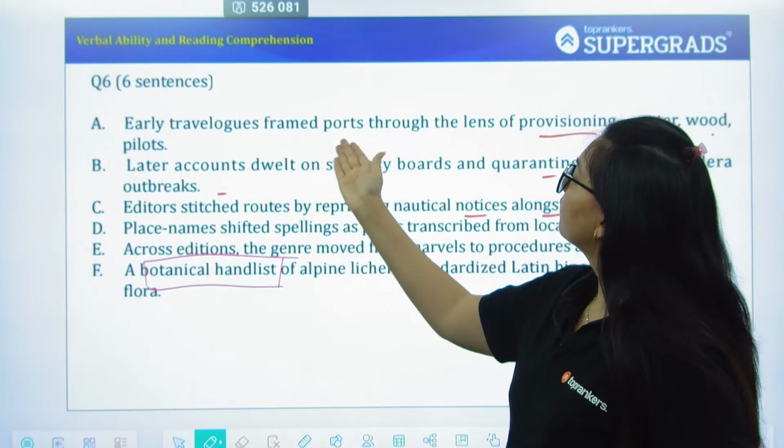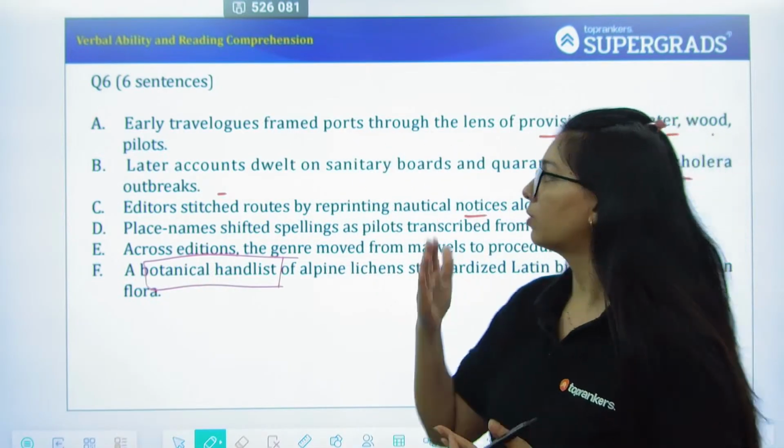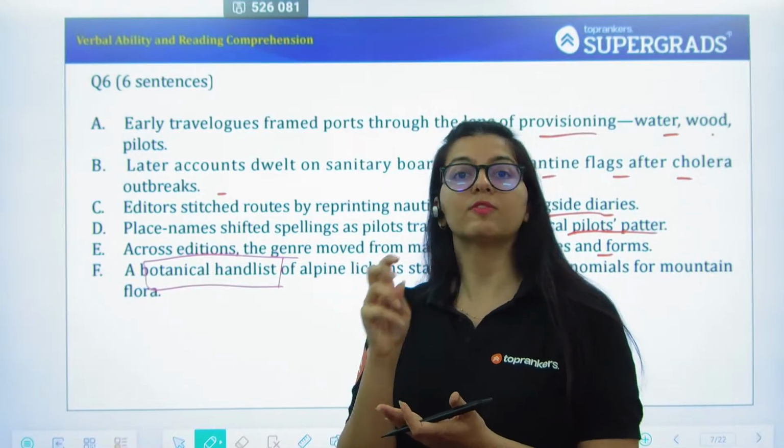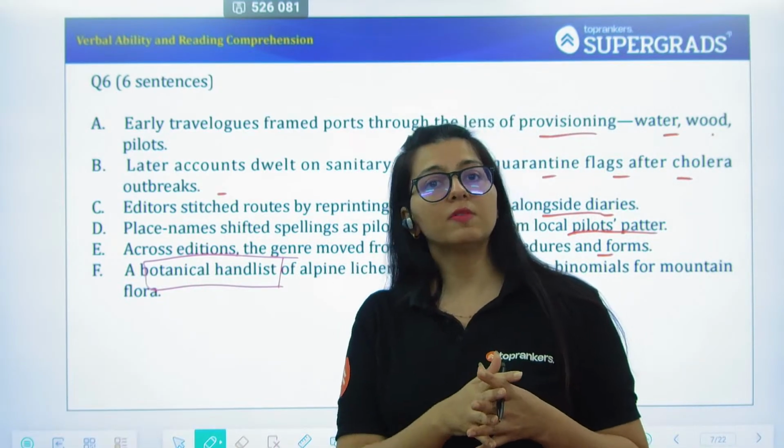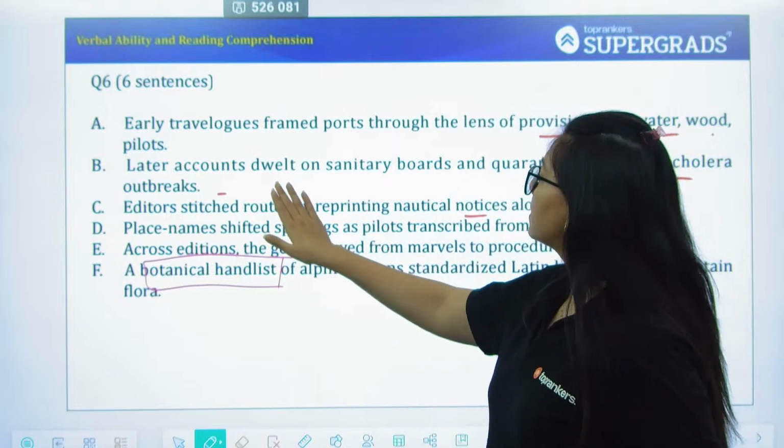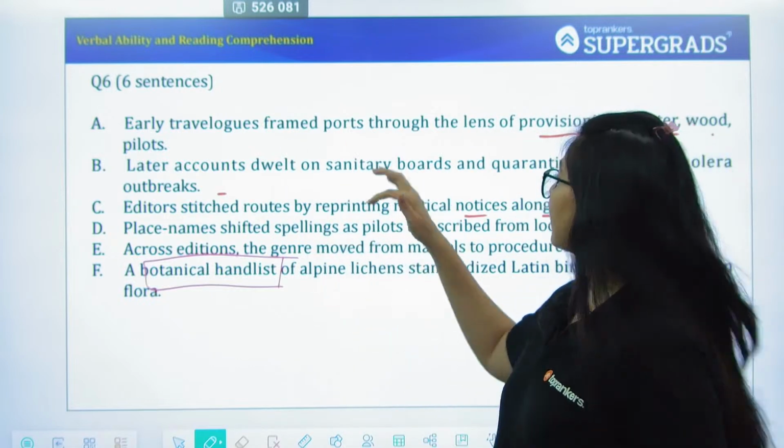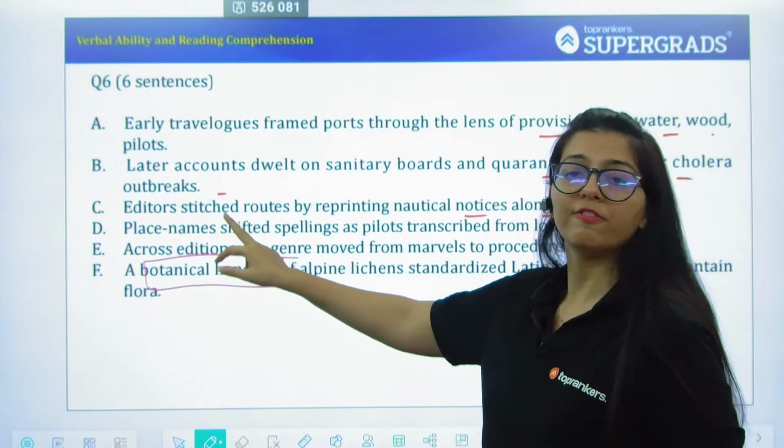And then it says early travelogues frame ports to the length of the provisioning. So, whatever it is, the travelogues went about by saying whatever was the provision that was given, it was always decided on the basis of this. Then comes the second one. Then it later dwelt onto the sanitary boards, and then the naming of how it went.